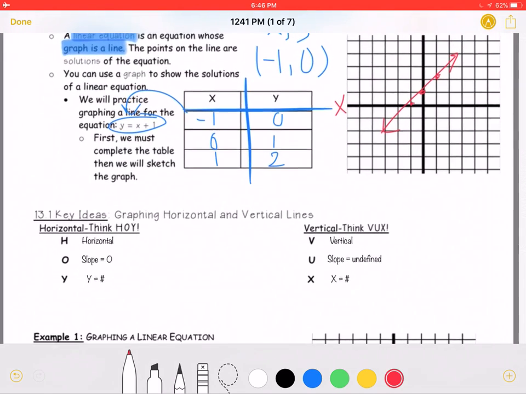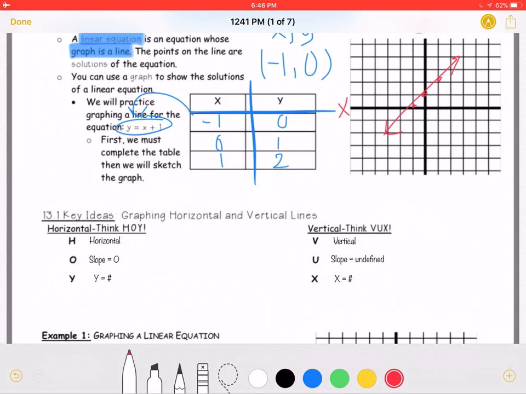Next, let's talk about these key ideas. What if our line has to be horizontal or vertical? What does that look like? So I made these acronyms, HOY and VUX, and it has always helped my students in the past with remembering these. So if it's a horizontal line, we're going to think HOY.